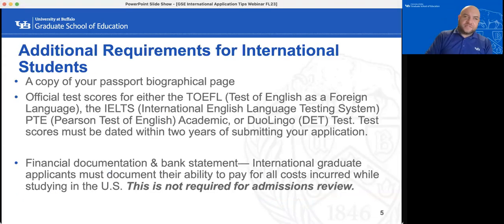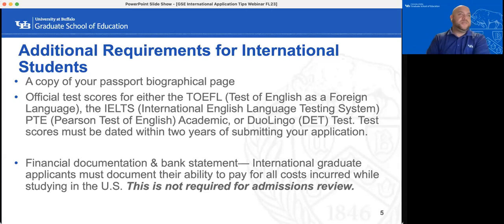I want to jump to one more important component. As international students, you will have some additional items that are required of you as part of the application process as well. Your passport biographical page is a very procedural component that we will need. If you're admitted to a program, we need that more than anything. Just be prepared for that.